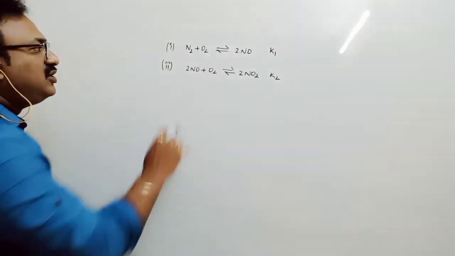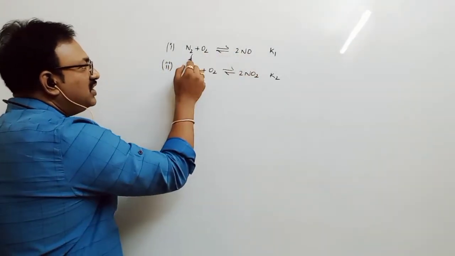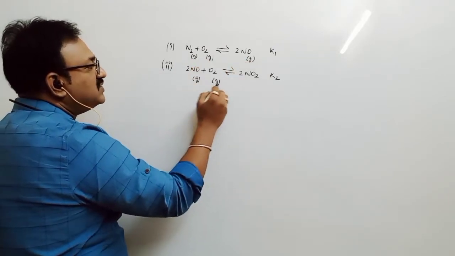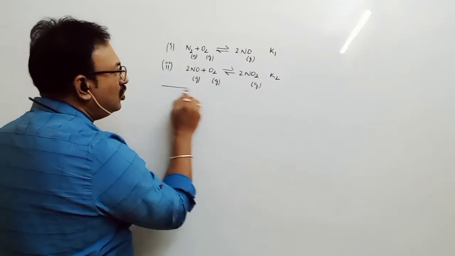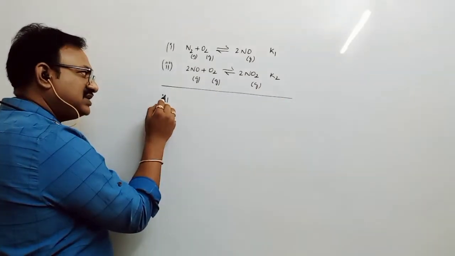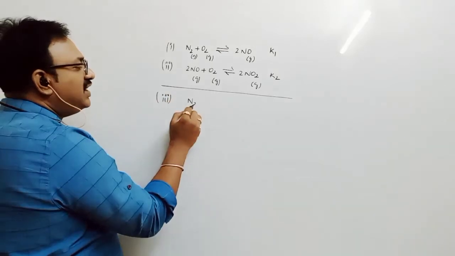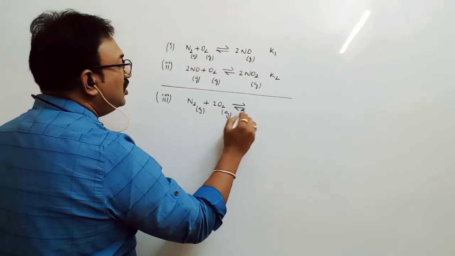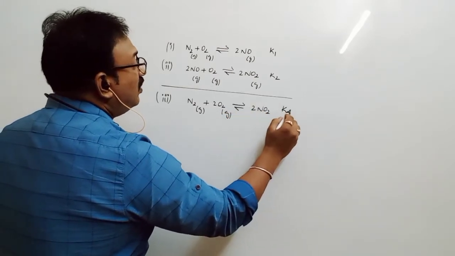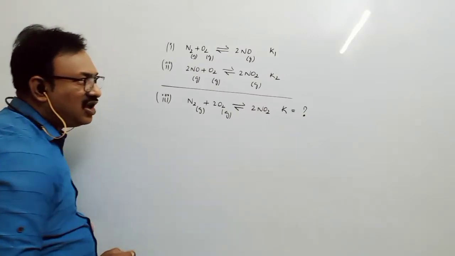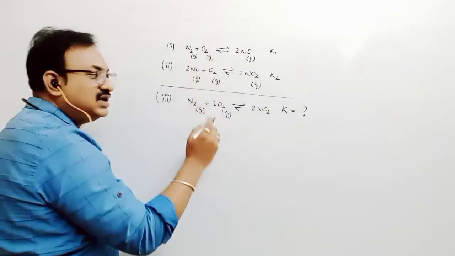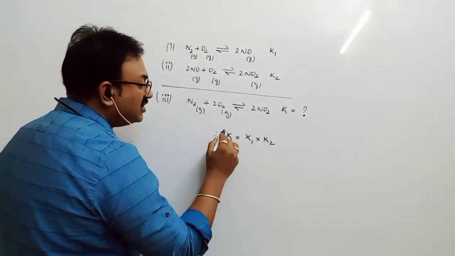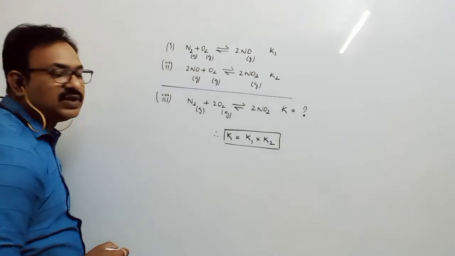So understand this, N2 plus O2 gives rise to 2NO. All these are in gaseous state. Again 2NO plus O2 gives rise to 2NO2. So the overall equation, this is the third equation, I am writing it as N2 gas plus 2O2 gas gives rise to 2NO2. Then the overall equilibrium constant K is equal to how much? Now you are adding these equations. Therefore K is equal to the product of these individual equilibrium constants. So K is equal to K1 into K2.